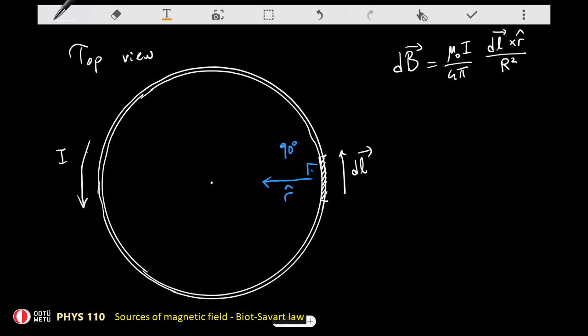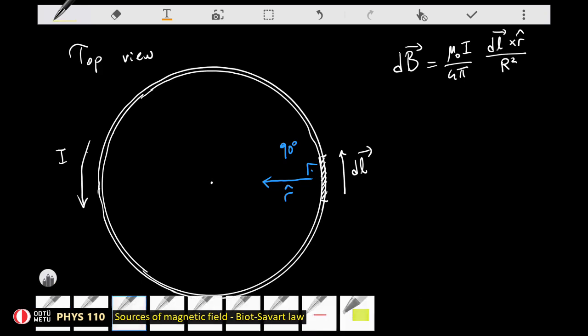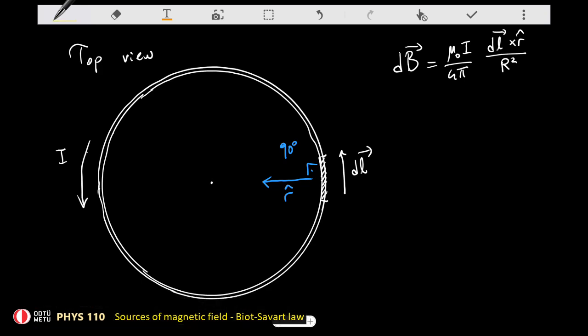All right, once we write down this expression, we usually do two things. We compute its magnitude, we compute its direction, right? Let's start with the direction. The direction is basically out of the page, out of the screen. So dB is a vector which is pointing towards us. That's the simplest thing.